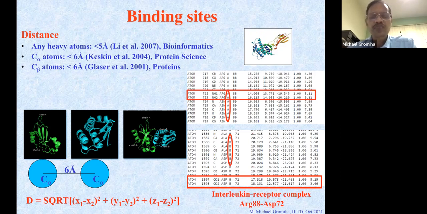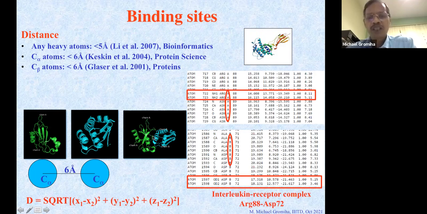The easiest and simplest one is the distance-based approach. Here we set a cutoff of a specific distance, say 6 angstrom, 5 angstrom, or 3.5 angstrom, between atoms in the binding partners. You can use C-alpha atoms, C-beta atoms, or the all-atom model. In the literature there are various thresholds: 5 angstrom between any atoms, and 6 angstrom between C-alpha atoms or C-beta atoms, and so on. If you use any of these cutoffs, the trend is almost similar.